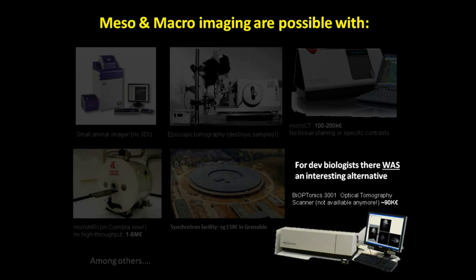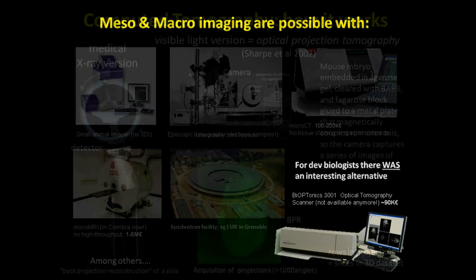There was, however, an interesting alternative for developmental biologists, which was the Bioptonics 2001 scanner, which was actually a derivation of the original prototype that James Sharp did. It was being commercialized up until 2 or 3 years ago. And I believe I mentioned that. I'm not sure everybody heard it, but it's just simply not possible to acquire these equipments anymore. You have to either collaborate with someone else or build your own, and that's what I decided to do.